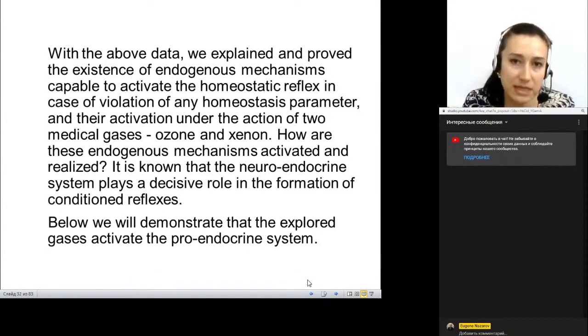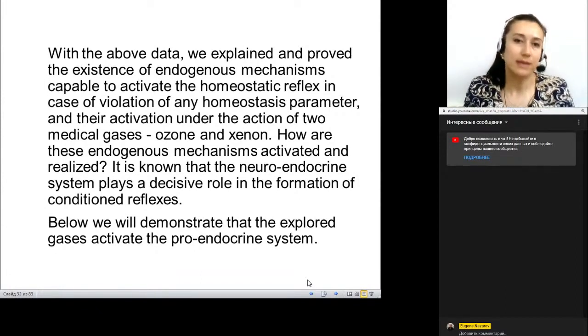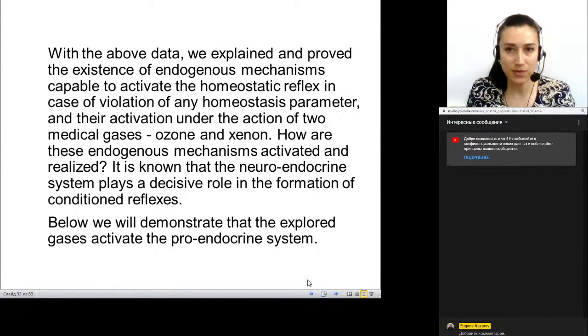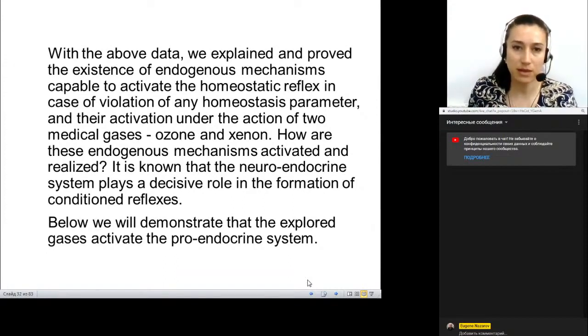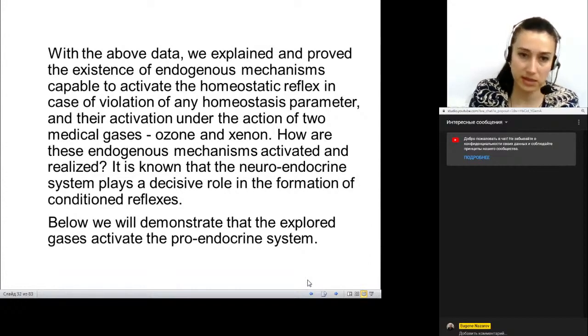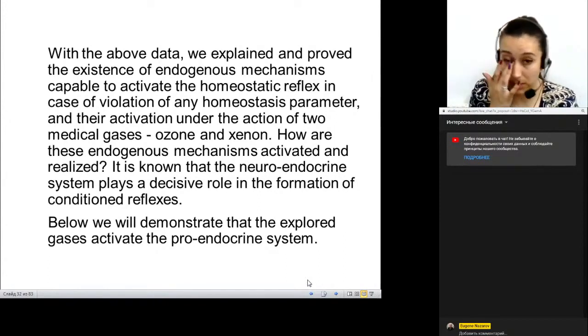So with the above data, we explained and proved the existence of an endogenous mechanism capable of activating the homeostatic reflex in case of violation of any homeostasis parameter, and its activation under the action of two medical gases, ozone and xenon. How are these endogenous mechanisms activated and realized? It is known that the neuroendocrine system plays a very important role in the formation of conditional reflexes. Below we will demonstrate that the explored gases activate the neuroendocrine system.